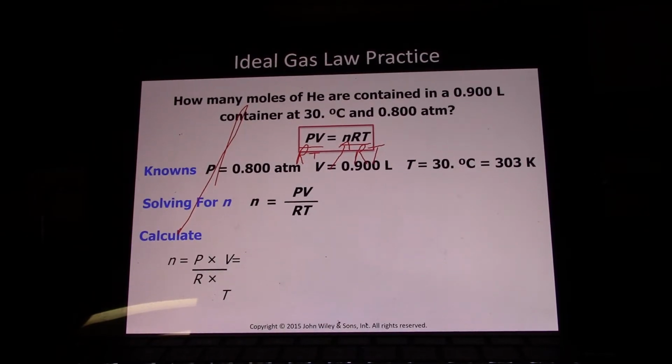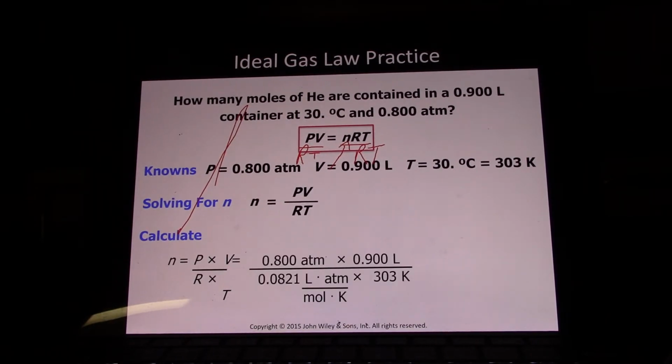Now we make sure pressure is in atmospheres, because it's the ideal gas law. And it's already in atmospheres, so you're good. We make sure volume's in liters, because it has to be liters to use the ideal gas law, but it already is, so you're good. And then we convert temperature into Kelvin. 30 plus 273 gives us 303 Kelvin. And R is always 0.0821 liter atmospheres per mole Kelvin. And so we multiply and divide, and we get 0.0289 moles.